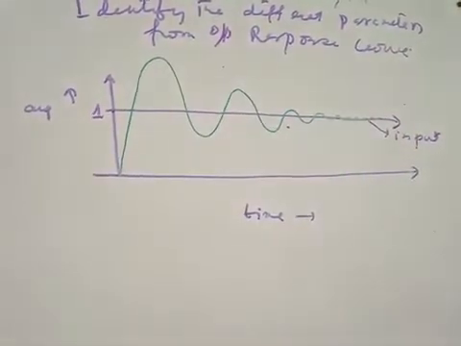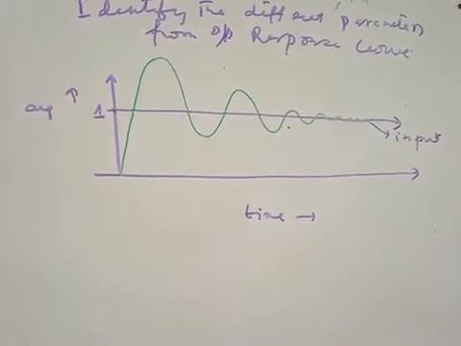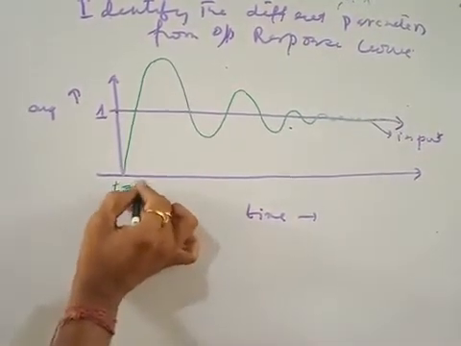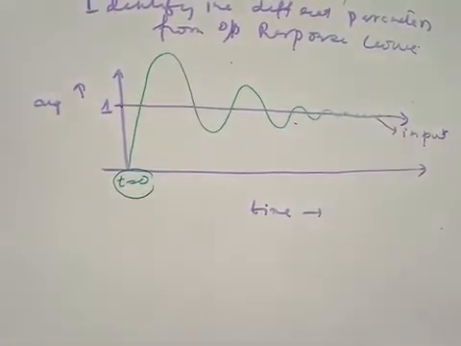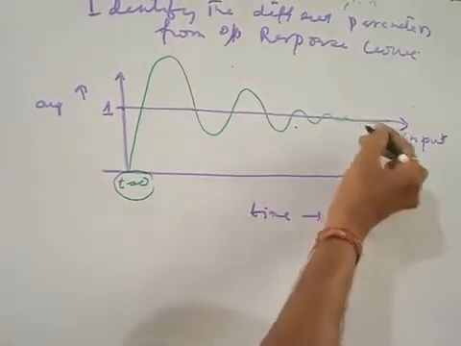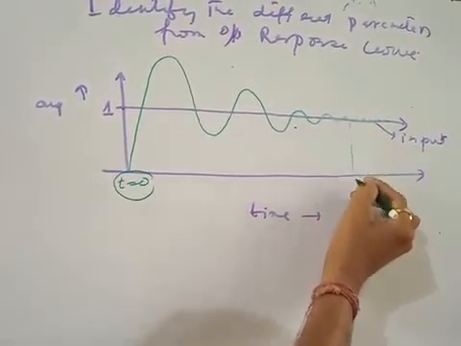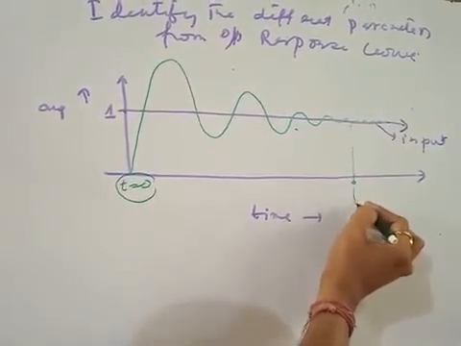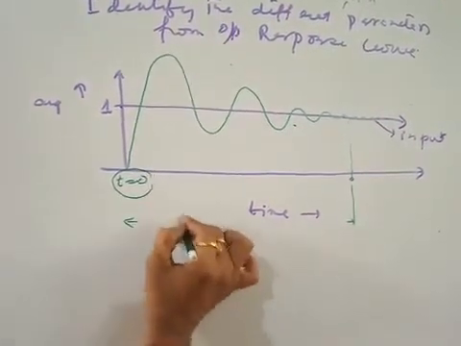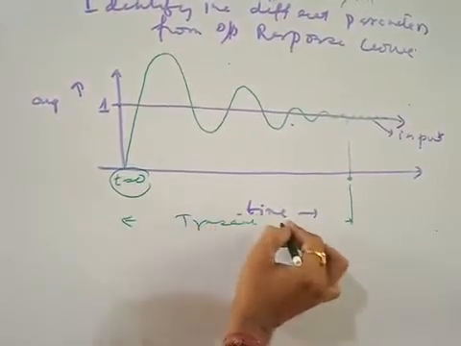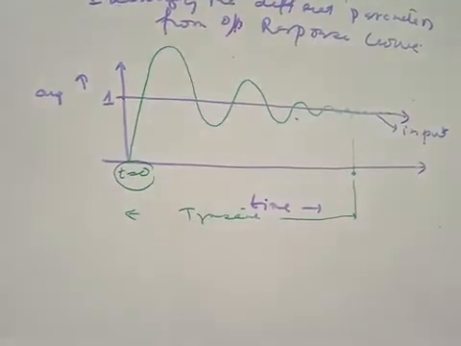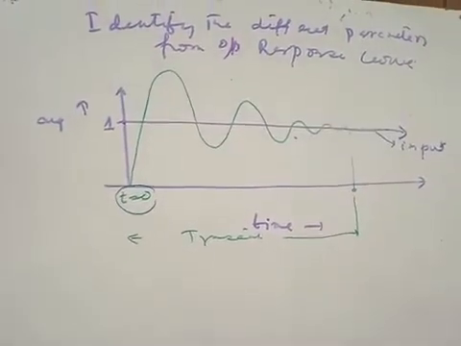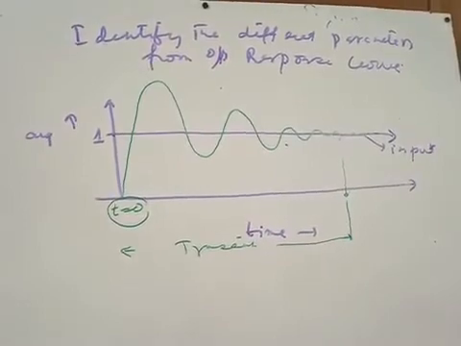See, what are the parts? First of all, you have to identify, starting from t equal to 0, that is the initial time, up to a certain time where the transient signal exists. We have to consider that part. Up to this part is your transient part. And there are also certain very small tiny oscillations, and that much oscillation can also be considered as the steady state.